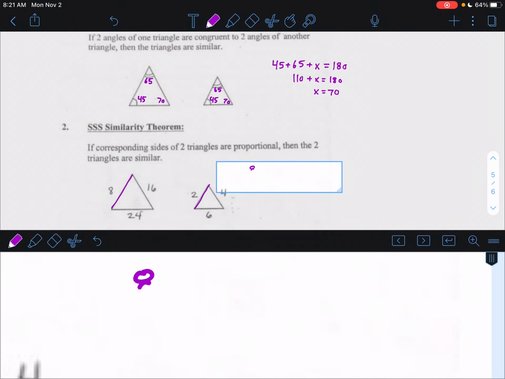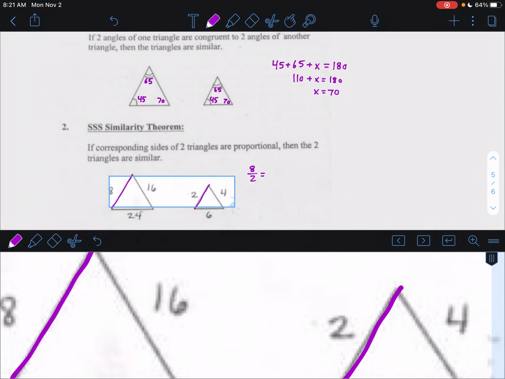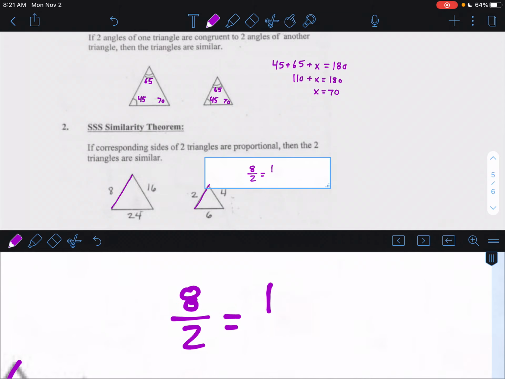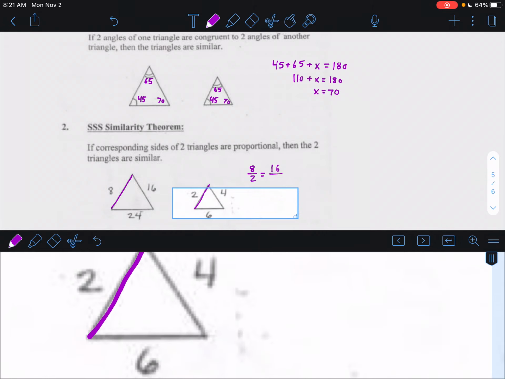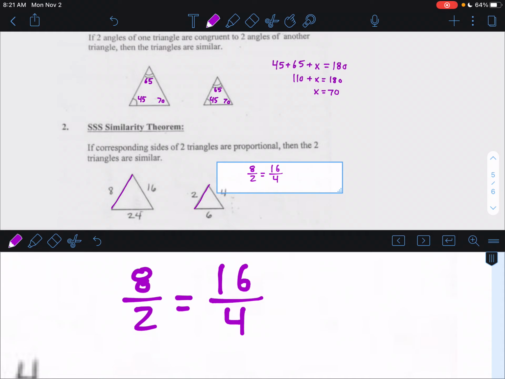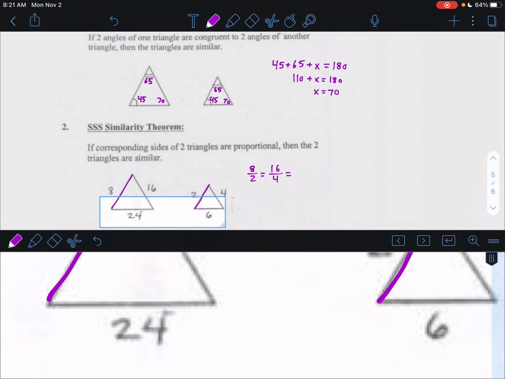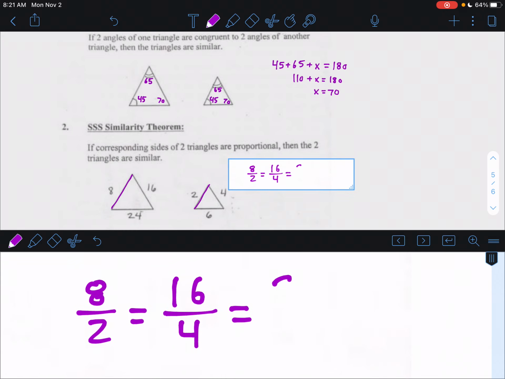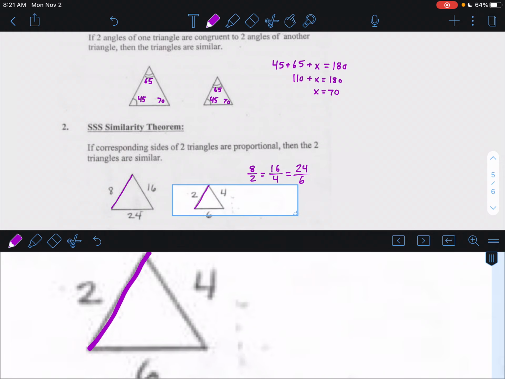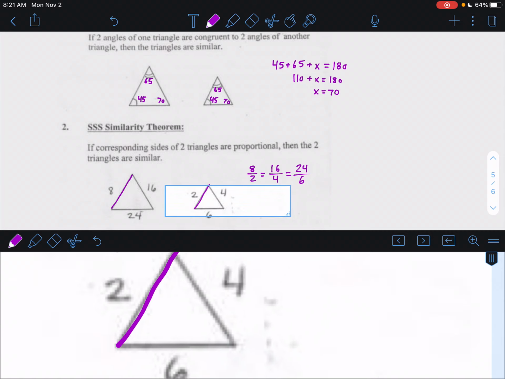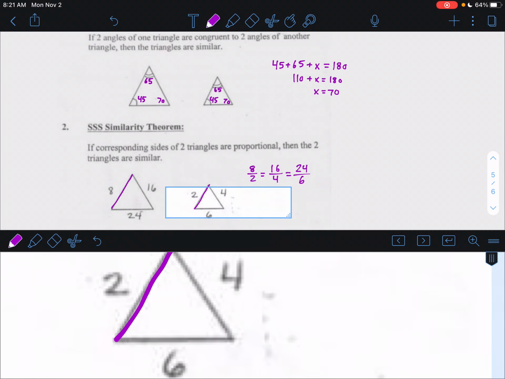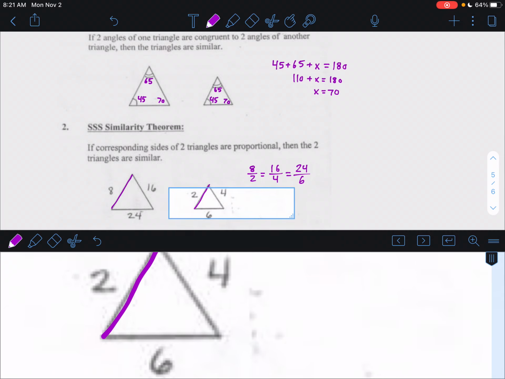So that means 8 over 2 should equal, well, the medium side length is this 16. The medium side length of the other one is the 4. And that should be equal to the 24, which is the long side length, over 6, which is the long side length. And actually, if you look at these triangles, you'll see that they're not real triangles because 2 plus 4 equals 6, and they would have to be greater than 6 for it to be a real triangle. So these aren't actually real triangles.